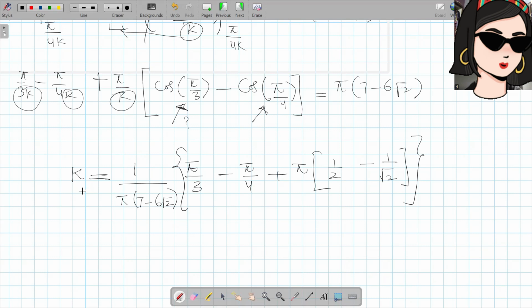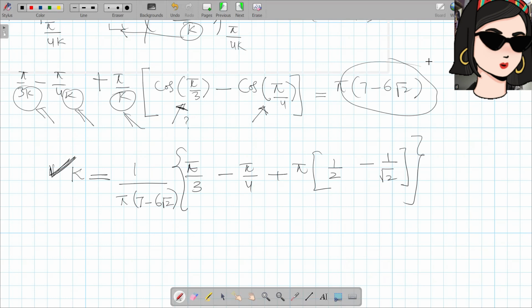Do you agree with this last equation? How this k is coming like this? I have just multiplied k on both sides, so these three k's will be cancelled from here. You just factor it out. Yeah, that makes sense. And divided this thing to the left side.